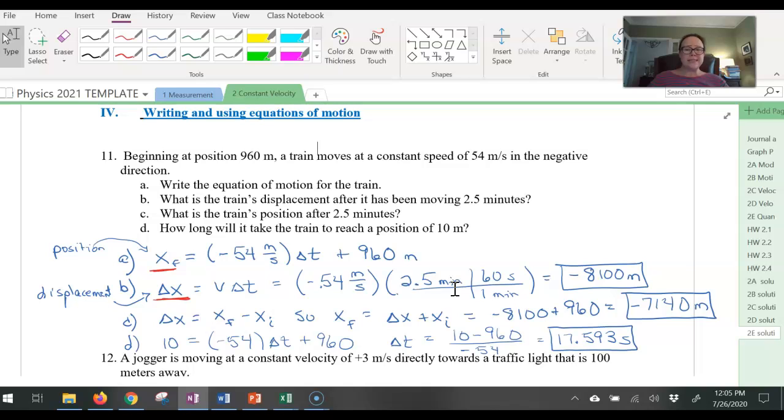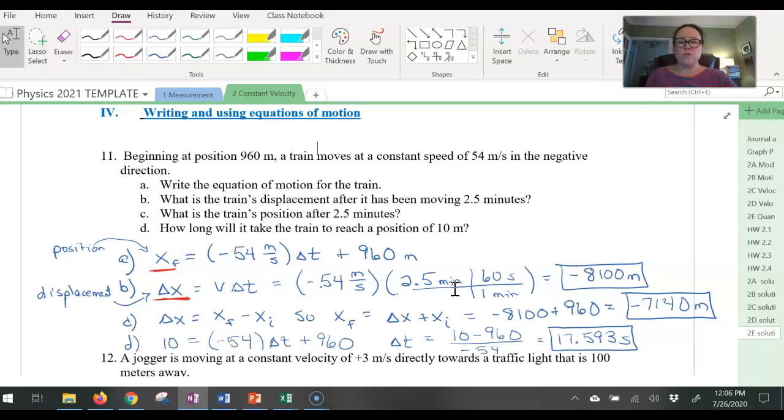And then question D says, how long will it take the train to reach a position of 10 meters? Again, this is a great place to use that equation of motion. But what I'm trying to solve for here is the delta t, not the position. I know the position I'm looking for, it's 10 meters. So I'll plug 10 in for the variable x, and then I solve that equation for delta t, and I find that it would take 17.593 seconds. Let me solve one other problem in this video for you.